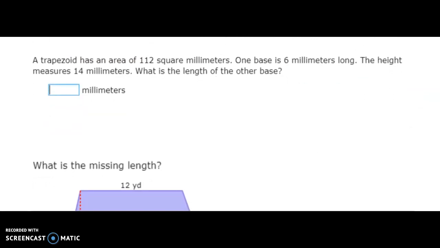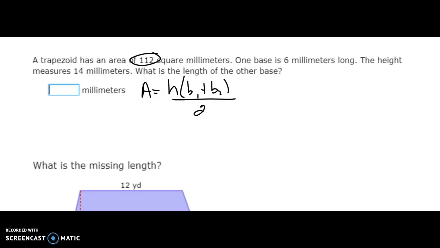A trapezoid has an area of 112 square millimeters. One base is 6 millimeters long. The height measures 14 millimeters long. What is the length of the other base? So on this one, we're missing a spot, and we already know the area. So again, I'm going to write down the formula. Area equals height times B1 plus B2 all over 2.